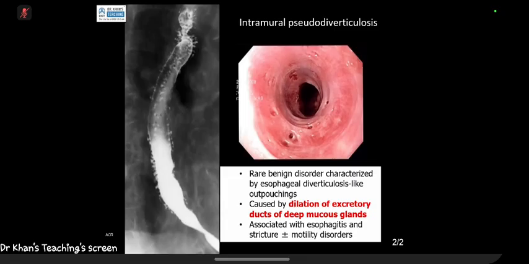Know your pathology and make your radiology. It is a condition caused by dilatation of excretory ducts of deep mucosal glands. So within the deep mucosal glands, there are excretory ducts, and in this condition the mouth dilates. On endoscopy, you might see this, but you cannot see the wall, and it is projecting out. It is usually associated with esophagitis, reflux, etc. And there can be benign strictures. I'll come back to the benign strictures. So this is a pathognomonic condition.